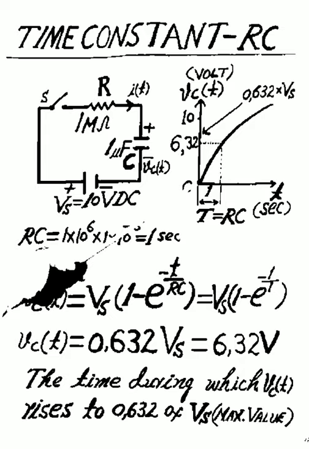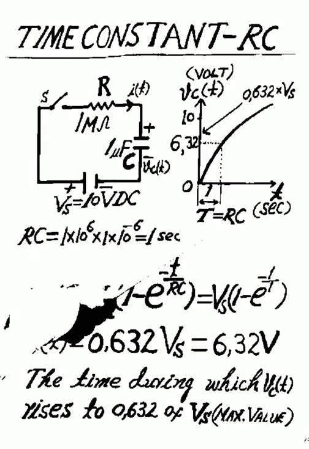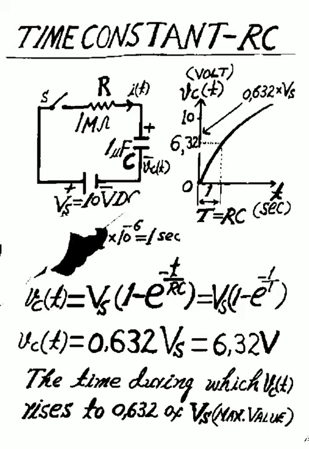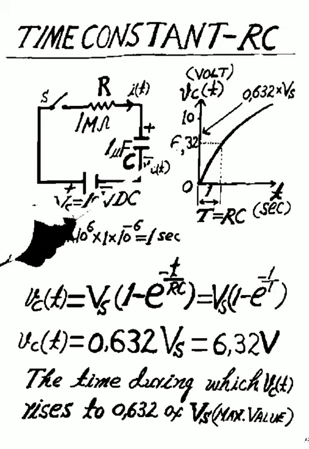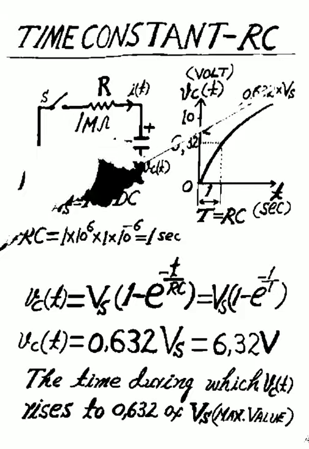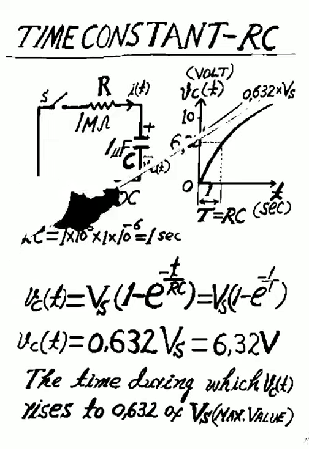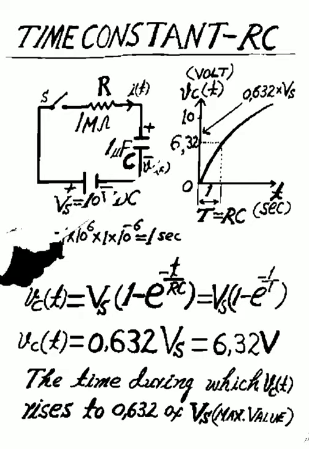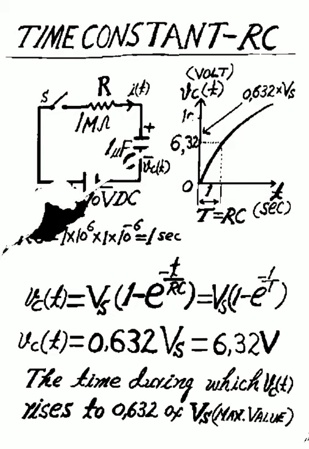but after time t equal to RC, the capacitor reaches 6.32 volt, or 0.632 multiplied by Vs. So we put here Vs as 10 volt, so we get 6.32 volt. And this is the maximum value, Vs.